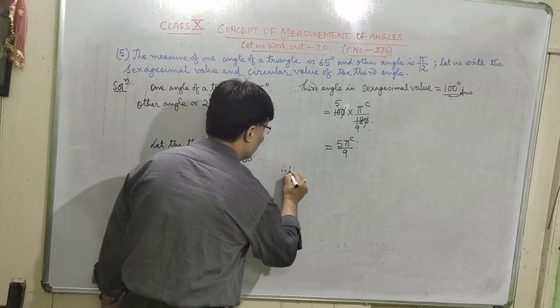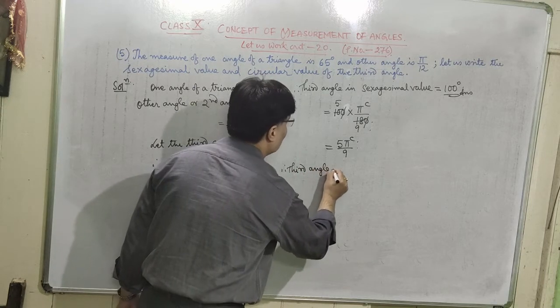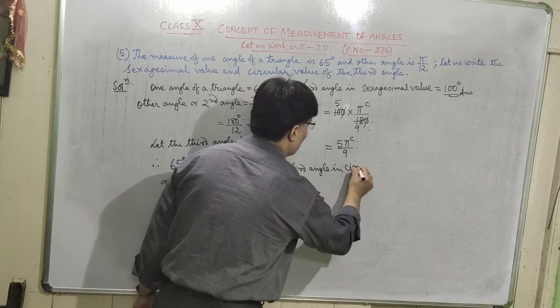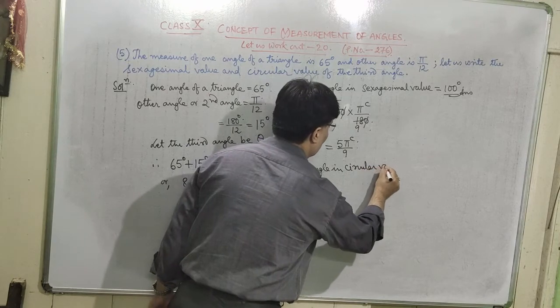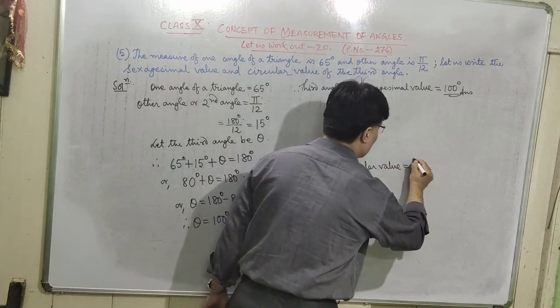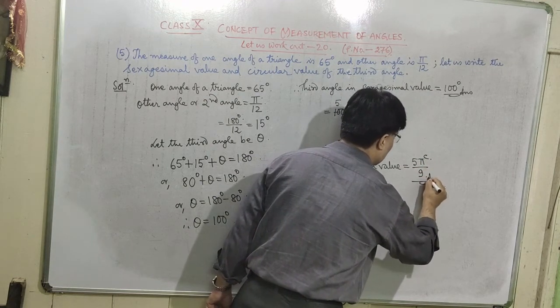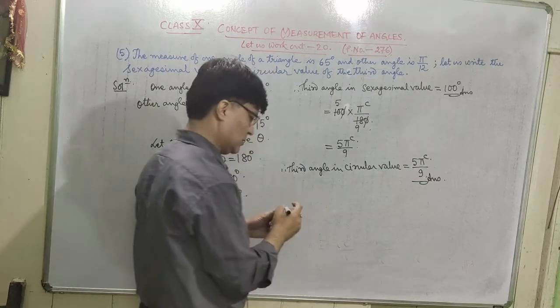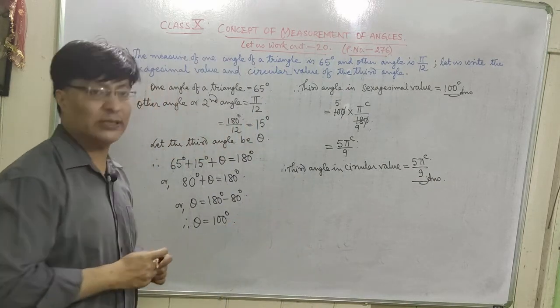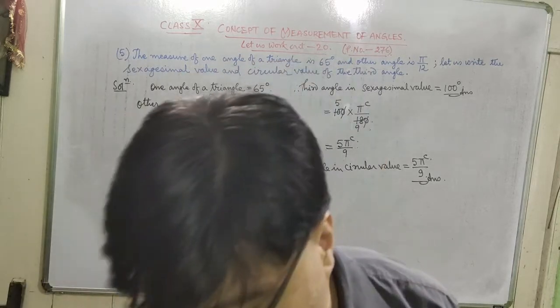Therefore the third angle in circular value or in circular measure is equal to, what is the answer? It is 5 pi radian divided by 9. So this is the final answer. I think you have understood it. Okay, so you can copy it. Now we'll do the next question.